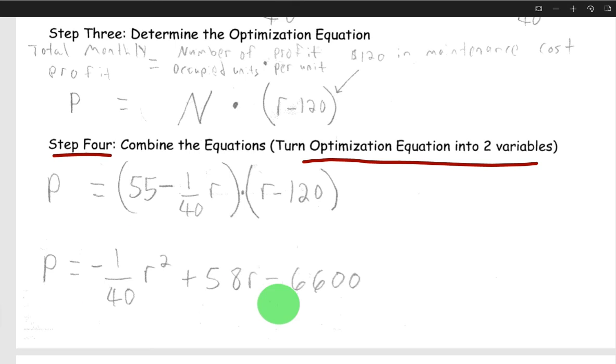And we're really halfway, if not more than halfway, done with the problem. We just have to, again, do some calculus. So this is what you want. You want your optimization equation in terms of two variables for step 3. One being what you're optimizing, and the other one being one of your measurements or one of the figures you're dealing with. In this case, how much you're going to charge for rent.